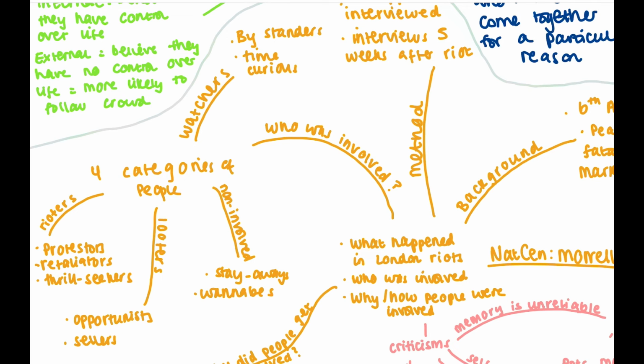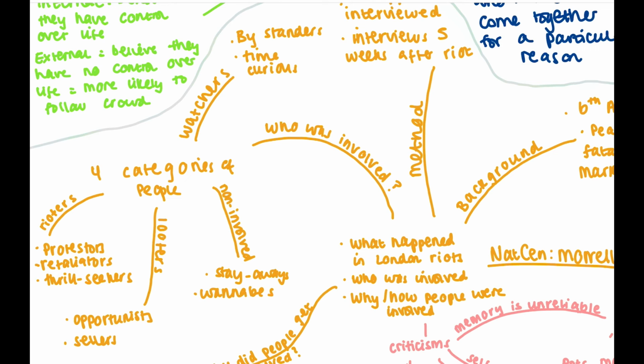Finally, there was the non-involved. These were young people who did not take part in the riots. Now we've got number 1, the stayaways. So they were young people who chose to not get involved or to observe. So they actively made that decision. Secondly, there were the wannabes, the people who wanted to be there, but they weren't actually. So that's how they worked out who was involved. They've got these 4 categories with each with at least 2 subcategories.